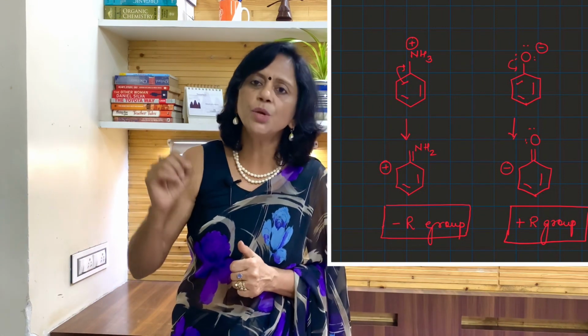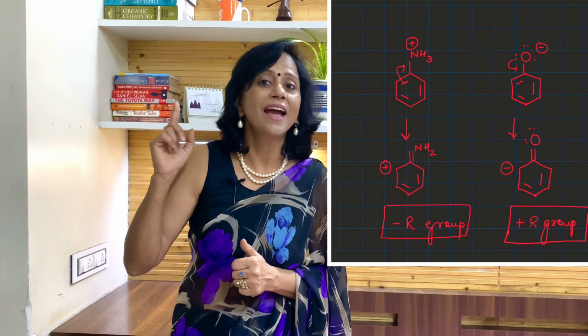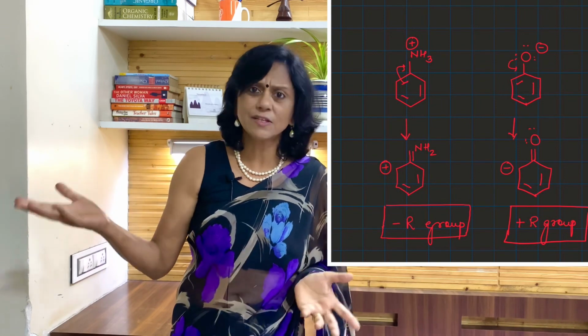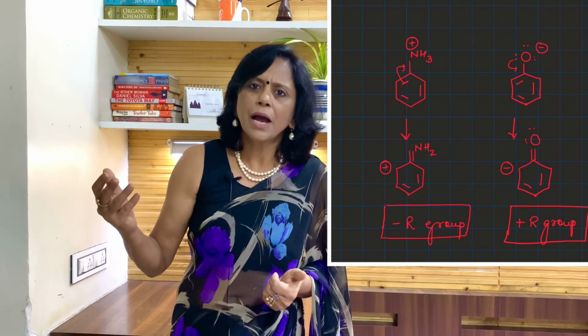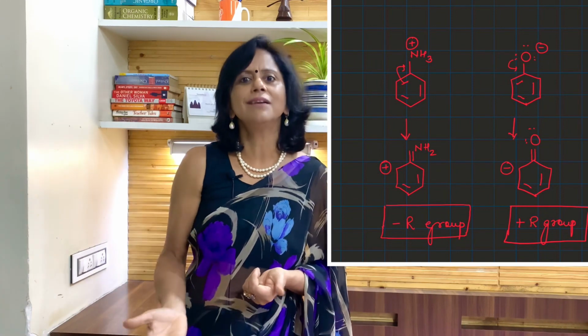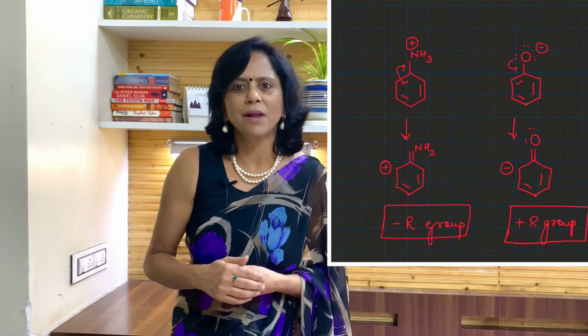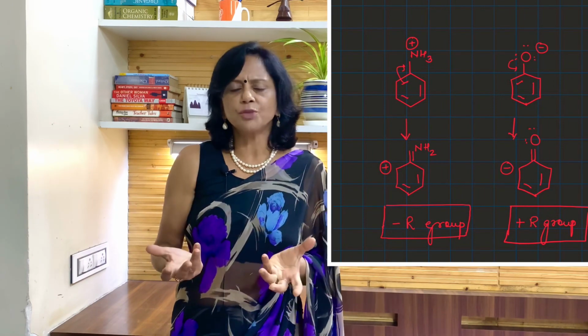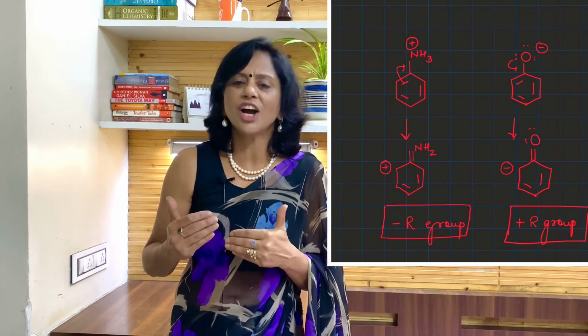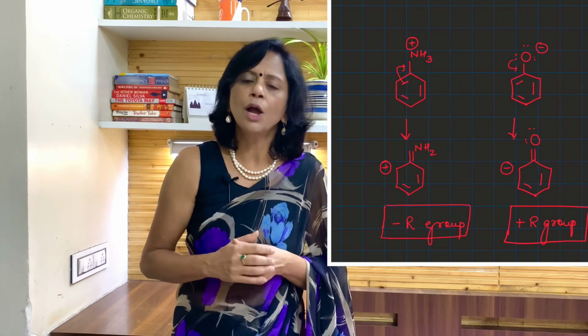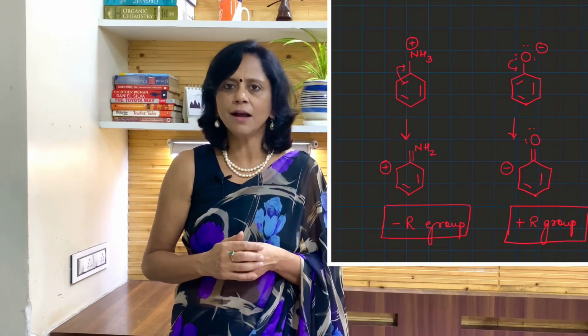If the species attached to the conjugated system has a negative charge, like phenoxide, what will happen? The electrons will run into the conjugated system, so it will start showing plus R. So in charged species, you look at the charge and decide whether it will act as a plus R group or a minus R group.